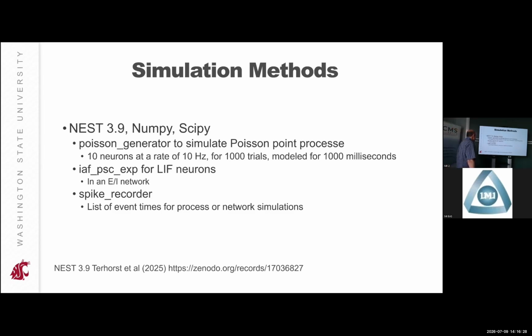But simulations, working with Marcus's system, NEST, NumPy and SciPy, with all that, Poisson generator to test when things are simulated under our hypothesis, we should get the right results with stuff like that. Integrate and fire neurons in the excitatory inhibitory network. And the spike recorder is taking subsets, usually of all the Poissons, but subsets of the network, and recording them so we can do additional analysis.